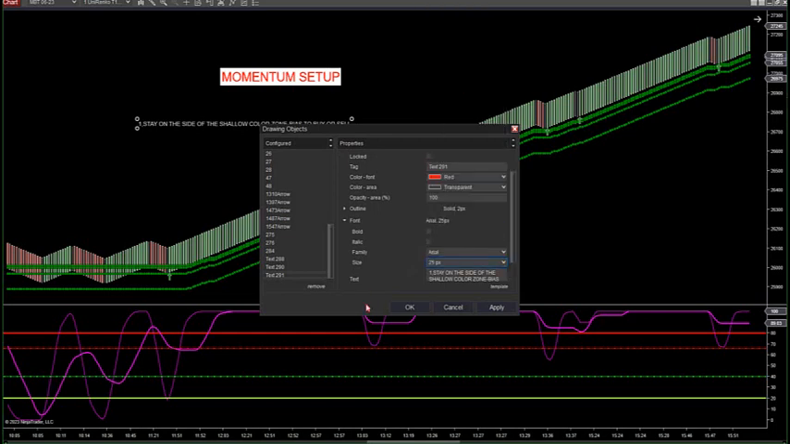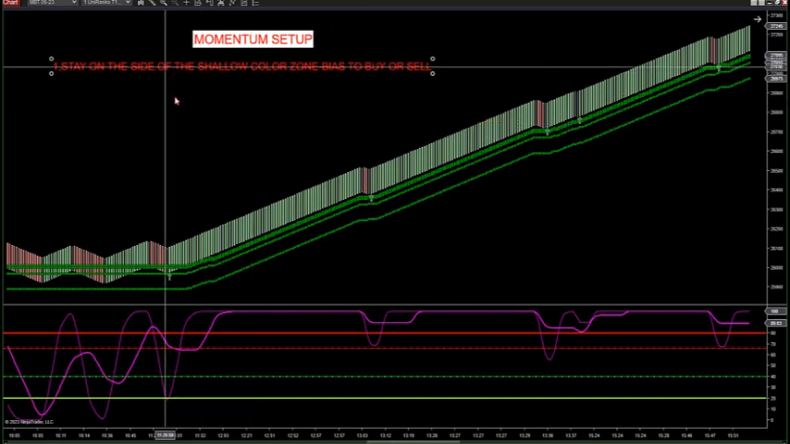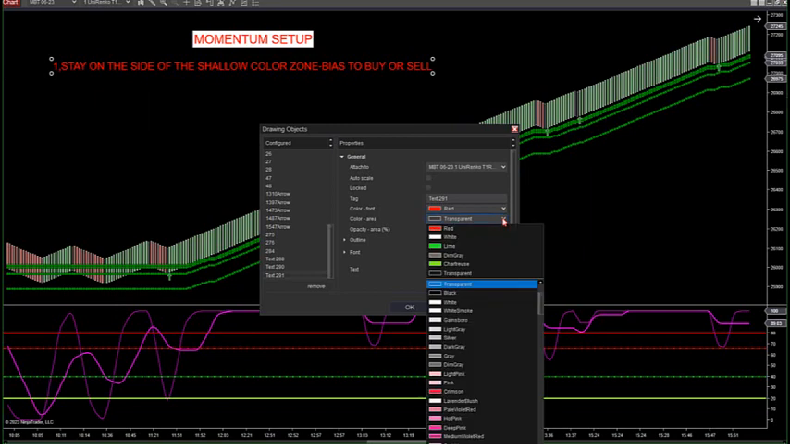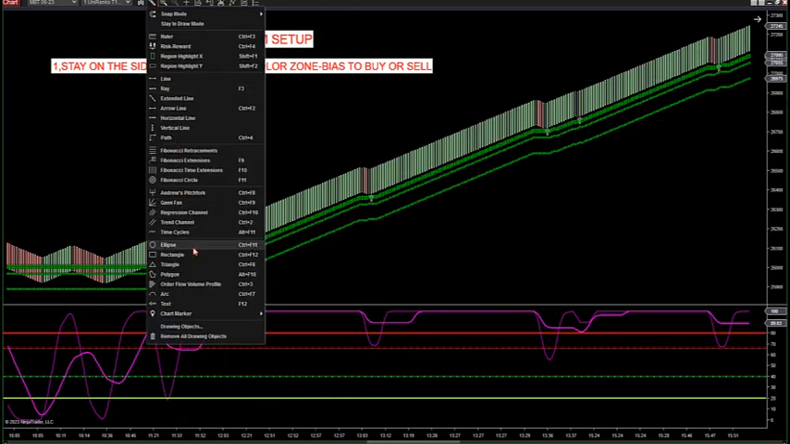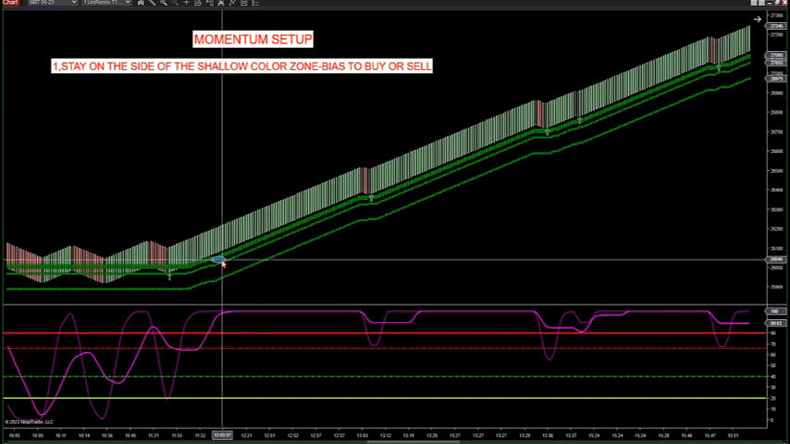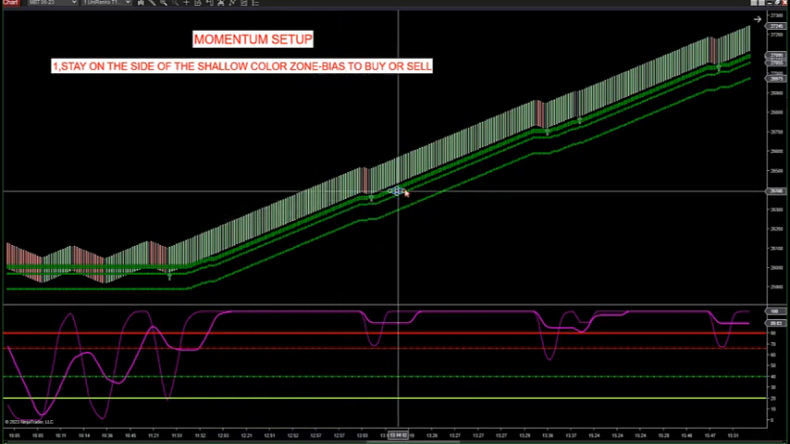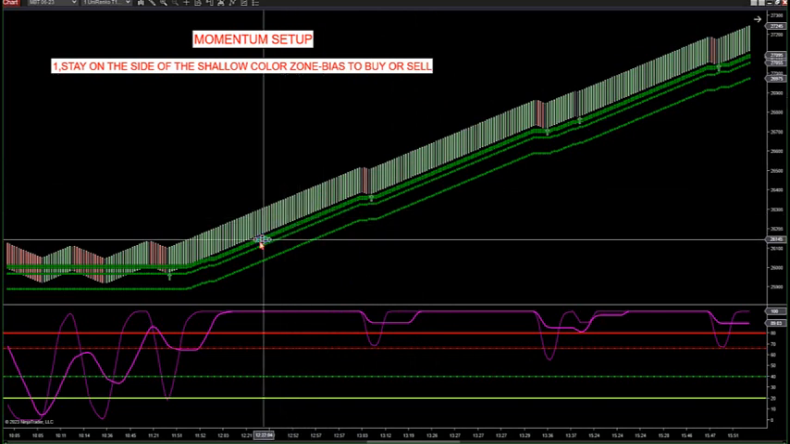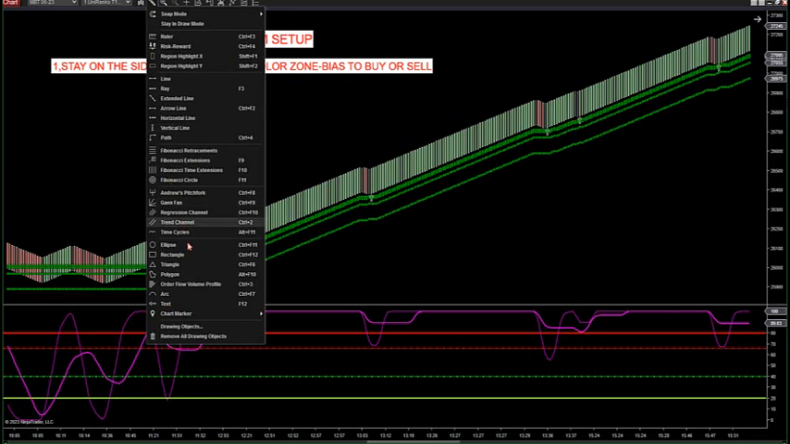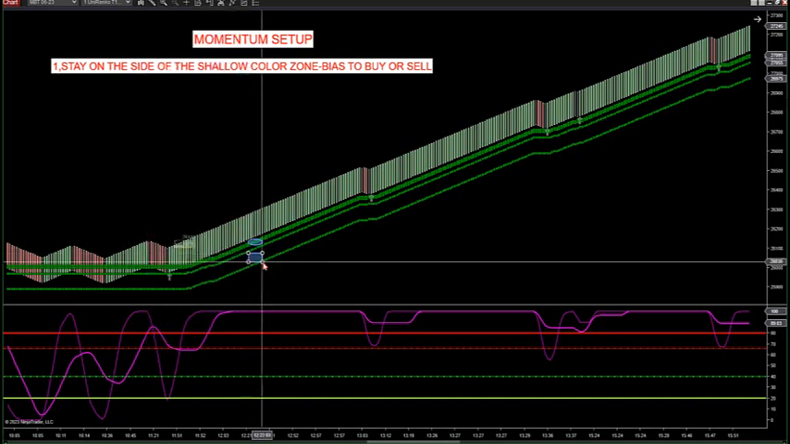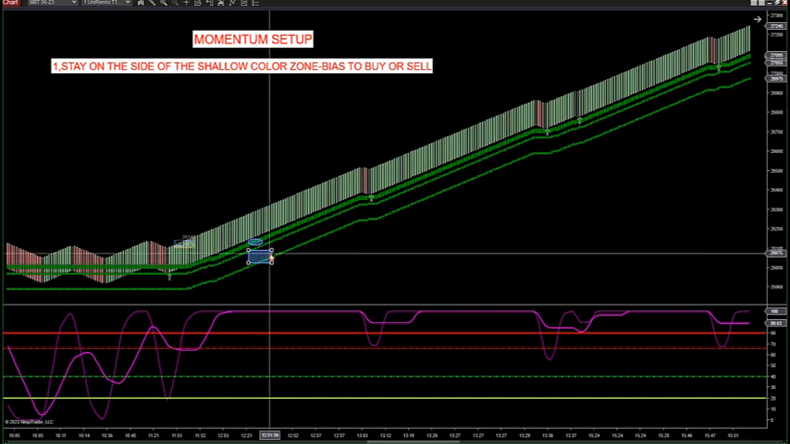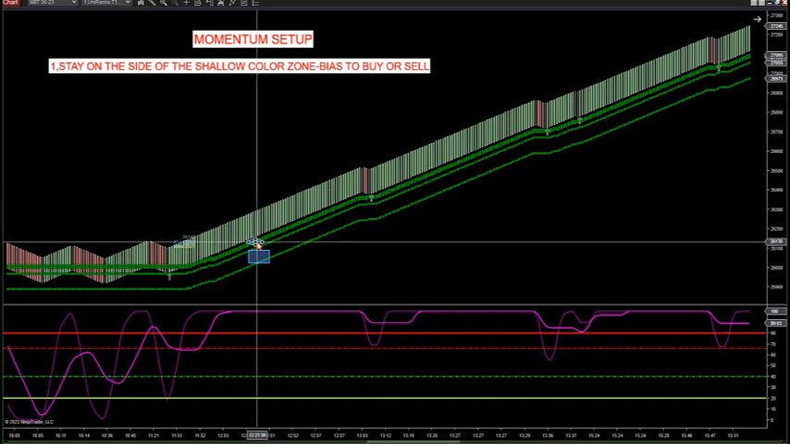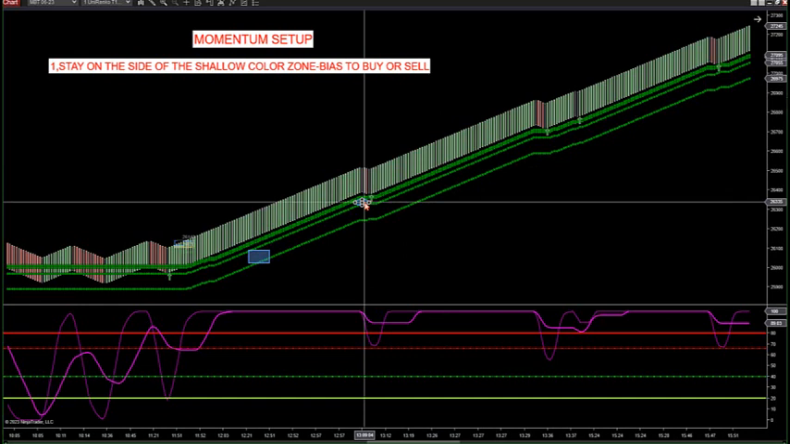Now, when I talk about shallow retracements, I'm talking about not breaking this specific zone. So let's take a look at that. Stay on the side of the shallow color zone, meaning if it's green, we want to stay on the color of the shallow zone. What's the shallow zone? It's this zone right here. That's your shallow zone. That means you have serious price strength in that direction if price is above it. A deeper zone would be right below that. This is called a full zone retracement. That's a deeper retracement. But if you're strictly looking for momentum, price needs to stay above the shallow zone.